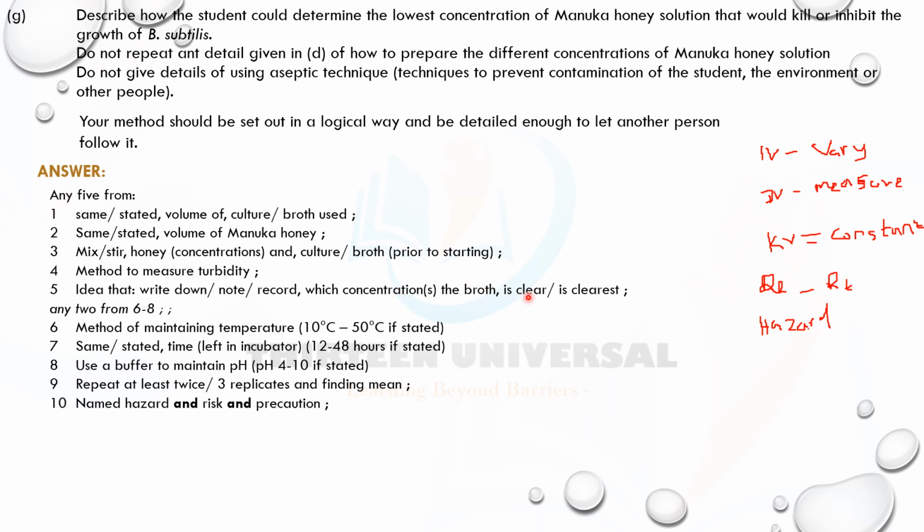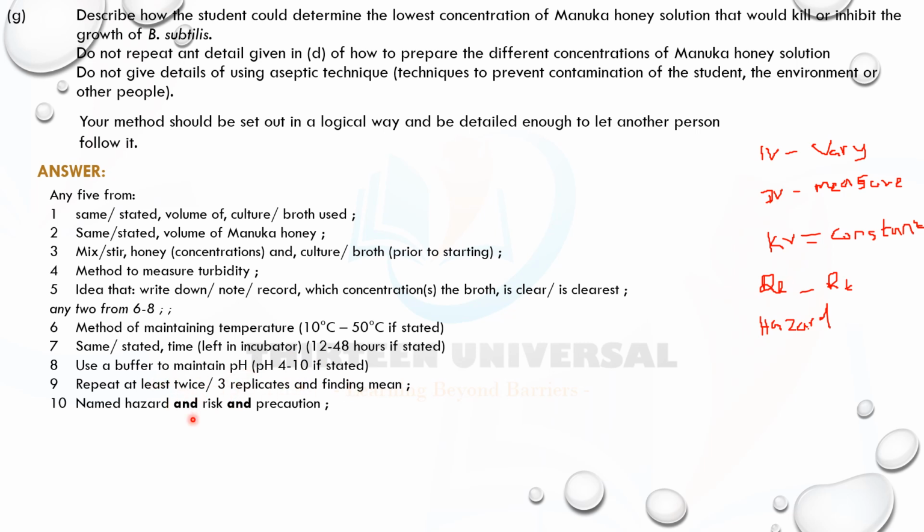So you check. Once you measure, you can measure the absorbance, or you can judge by viewing the turbidity. The one that gives you the clearest solution, the lowest concentration that gives you the clearest solution, is what we're looking for. This is how they determine the dosage of antibiotic. Call it a sensitivity test. Okay, the lowest that gives us the result. All right. Then of course, the method of maintaining temperature: put in a water bath, a thermostatically controlled water bath. State the time left in, and a pH buffer used to maintain pH.